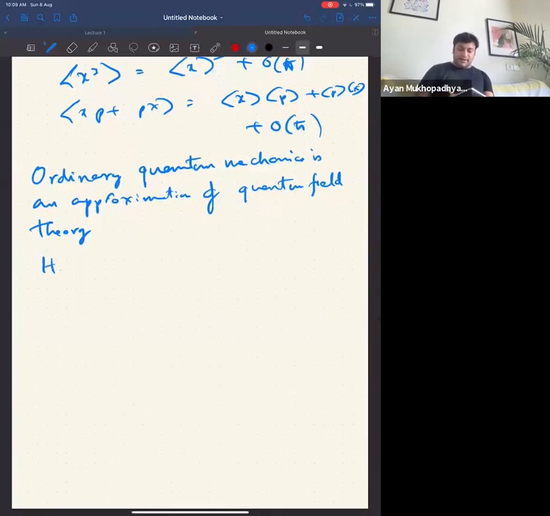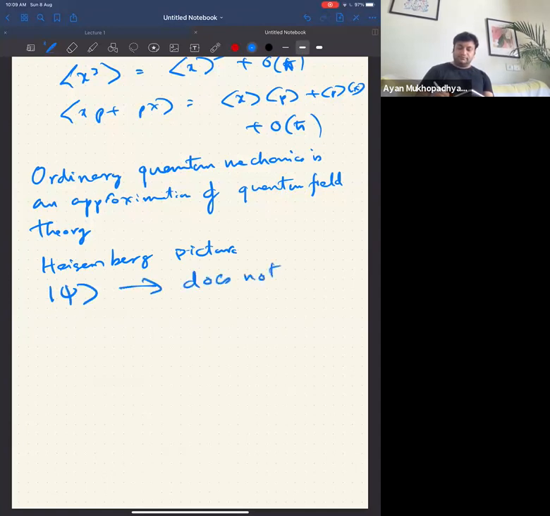Now, why is this a point of view? First of all, we go to the Heisenberg picture for the discussion. In the Heisenberg picture, the state psi does not evolve in time. And this is equal to the initial state in the Schrodinger picture, or the state that we are preparing in the Schrodinger picture.